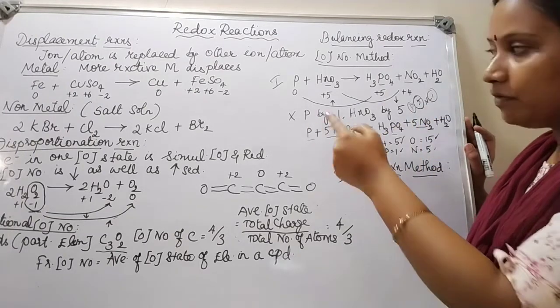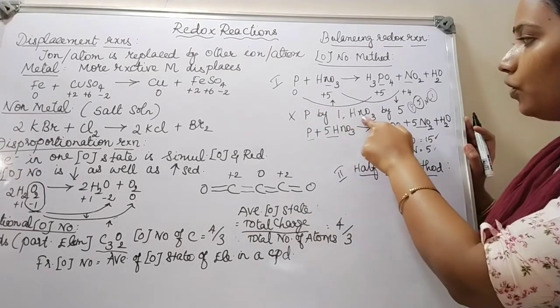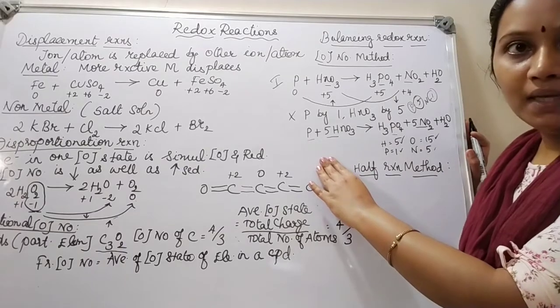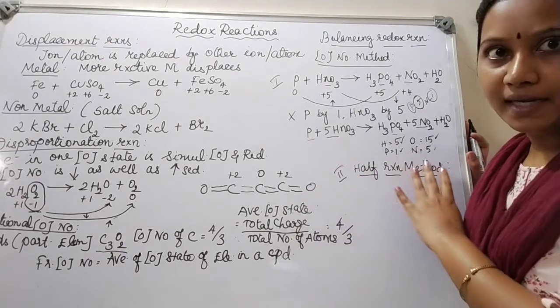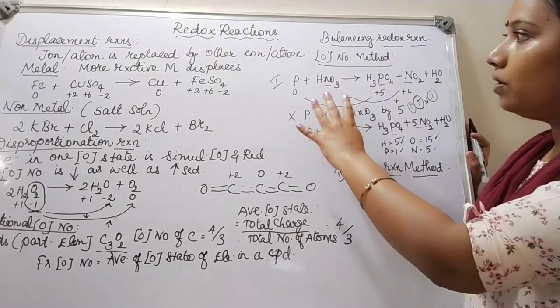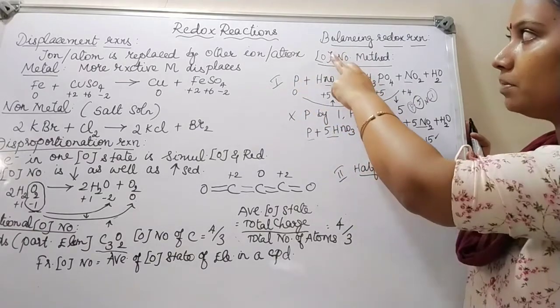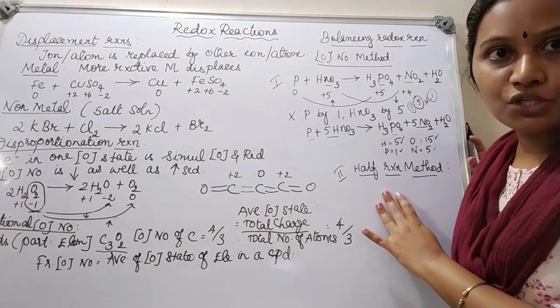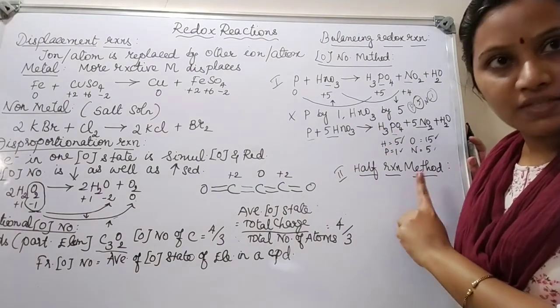I have made it reverse. So for P it is 1, for nitrogen it is 5. So when I do, the left hand side will be exactly balancing with the right hand side of the reaction. This is called balancing the redox reaction by oxidation number method. So the next method will be half reaction method, which will be discussed in the form of slides.